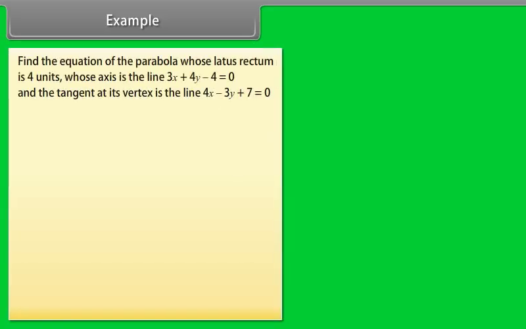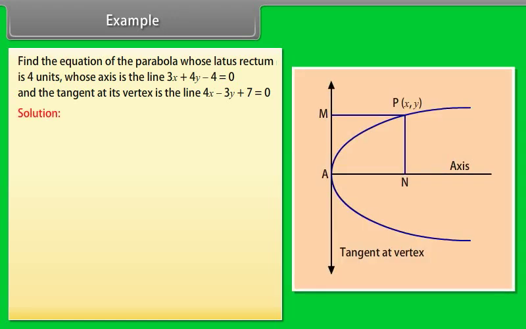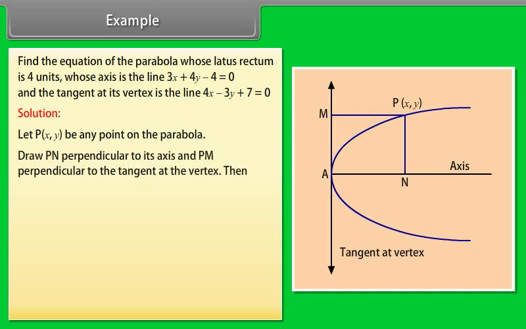Example: find the equation of the parabola whose latus rectum is 4 units, whose axis is the line 3x plus 4y minus 4 is equal to 0, and the tangent at its vertex is the line 4x minus 3y plus 7 is equal to 0. Solution: let P(x, y) be any point on the parabola, draw PN perpendicular to its axis and PM perpendicular to the tangent at the vertex. Then PN square is equal to latus rectum into PM.